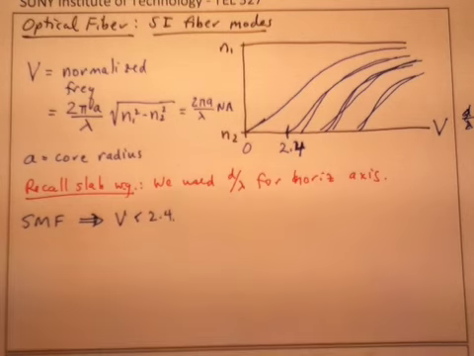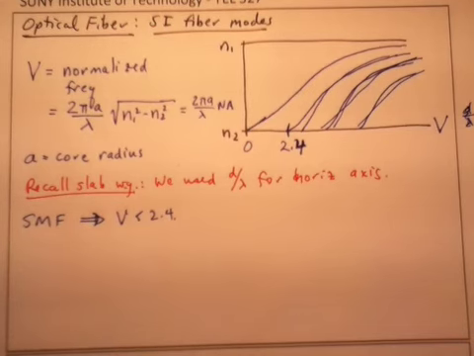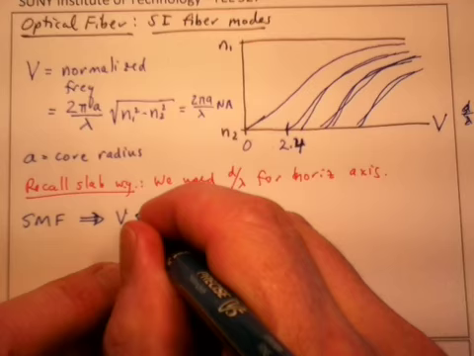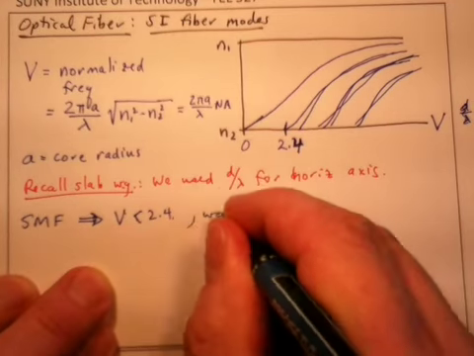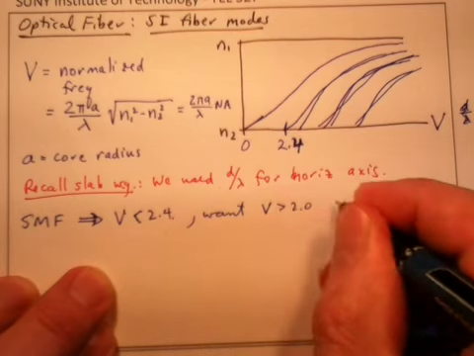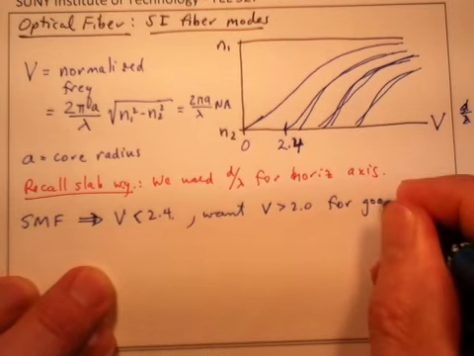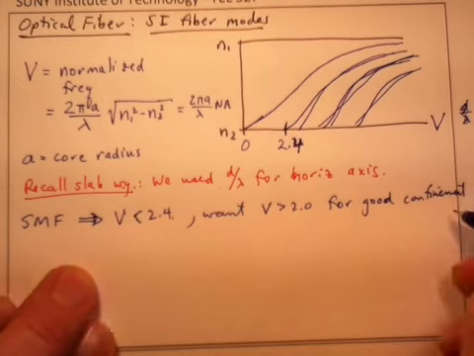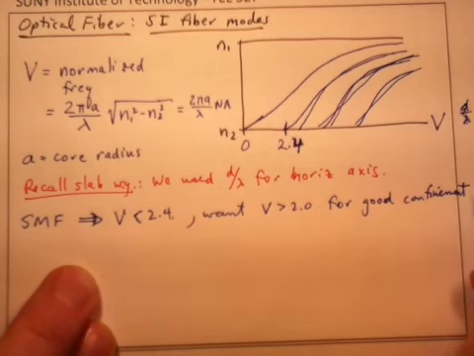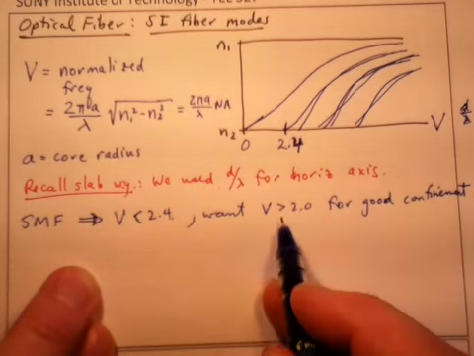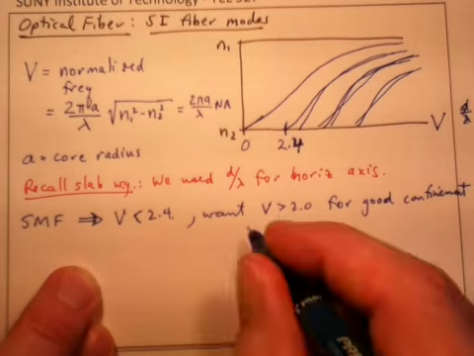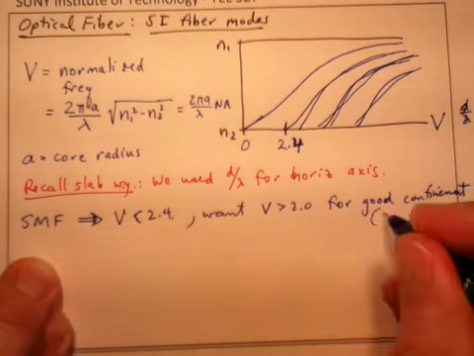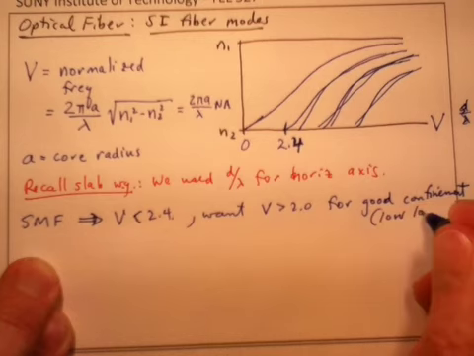If we want to have good confinement, we want V larger than 2.0 for good confinement. I've shown a couple slides on mode confinement. And if V is greater than 2.0, then we've got more or less good confinement and lower loss.